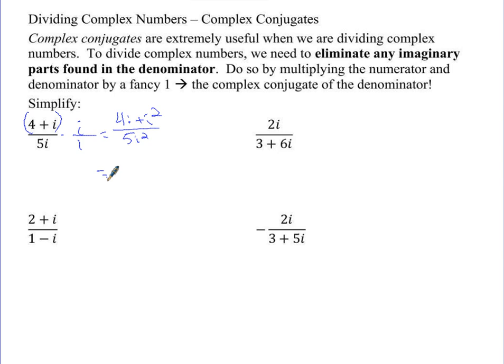So now we can simplify this. 4i can't be simplified, but i squared can be. It becomes -1. Divided by the 5i squared, which can be simplified. It becomes -5.